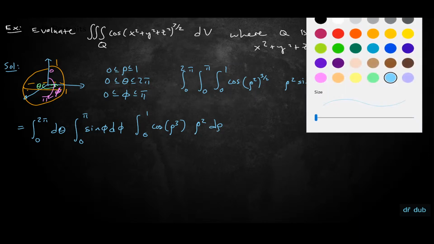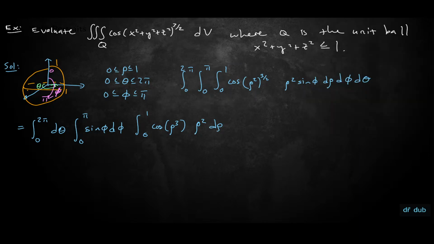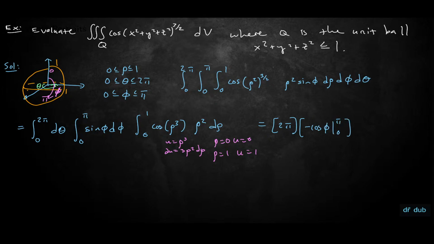And that one would be a u sub. So u equals rho cubed, du is 3 rho squared d rho. And if rho equals 0, u equals 0. If rho equals 1, u equals 1. So not much changes as far as the bounds go. But the rest we get 2 pi for theta, negative cosine of phi from 0 to pi, and then times integral 0 to 1 cosine of u du over 3.